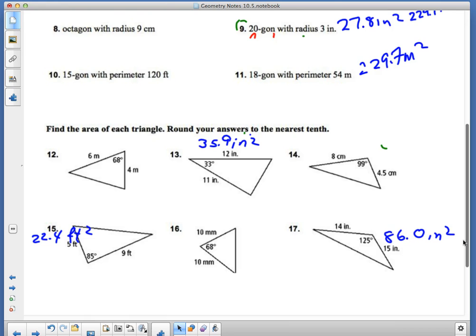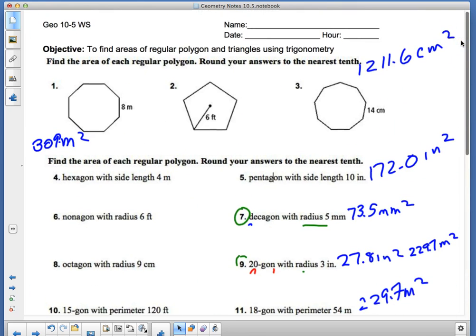Number 3? Yep. So I've got a side measurement. When I'm doing this, I've got to make sure I recognize that I have to find the apothem. It's not a radius I'm going to use. So I've got to first count how many sides. 1, 2, 3, 4, 5, 6, 7, 8, 9. Okay, so I've got a 9-sided figure.